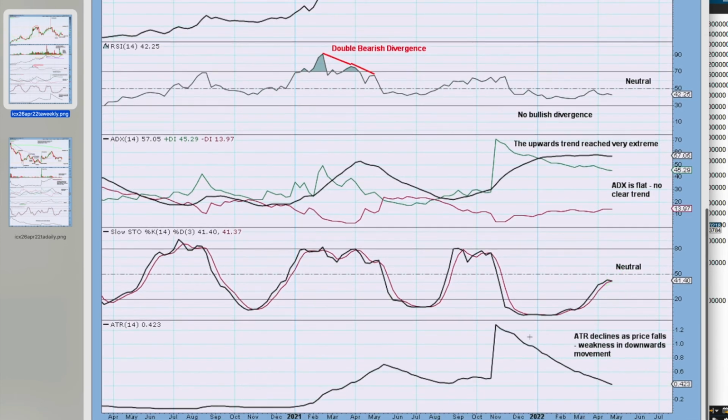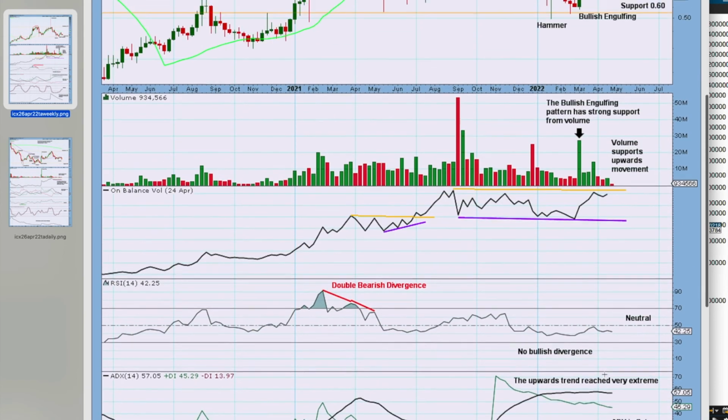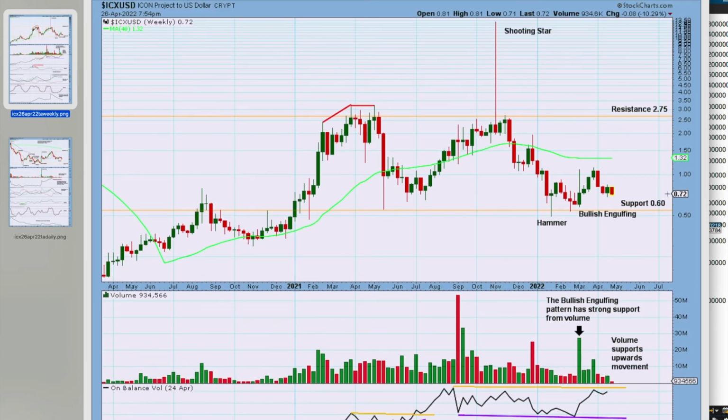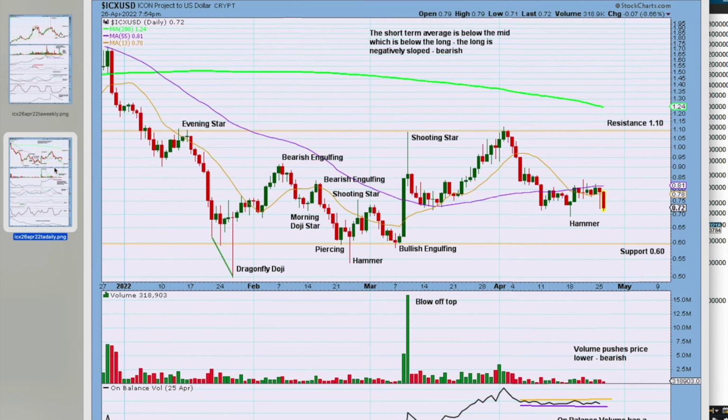That's actually kind of bearish. Stochastics neutral, ATR declining as price falls. There's weakness in downward movement, but that doesn't mean it can't keep continuing going lower. I'd look out for strong support about 60 cents. If I do put any money into this, it's not going to be much at all.